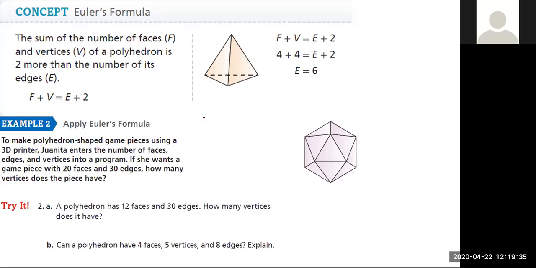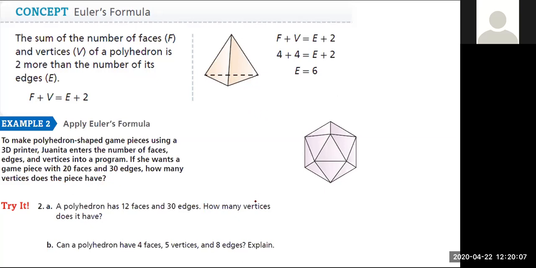Now, for this next example here, they want us to actually use Euler's formula. So we have our figure here. It says that we want to gain a piece that has 20 faces, 30 edges. How many vertices does the piece have? Well, if it has 20 faces and 30 edges, we should be able to figure out how many vertices it has by using our formula, Euler's formula.